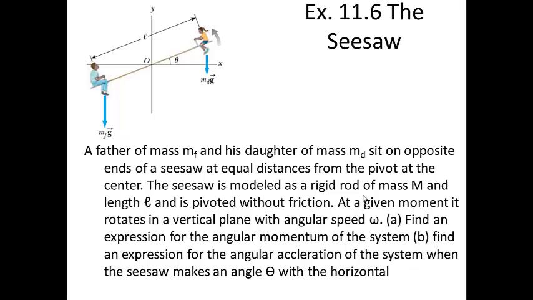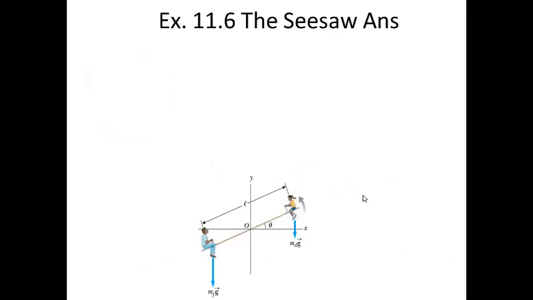A. Find an expression for the angular momentum of the system. B. Find an expression for the angular acceleration of the system when the seesaw makes an angle theta with the horizontal. So part A asks us to find an expression for the angular momentum.